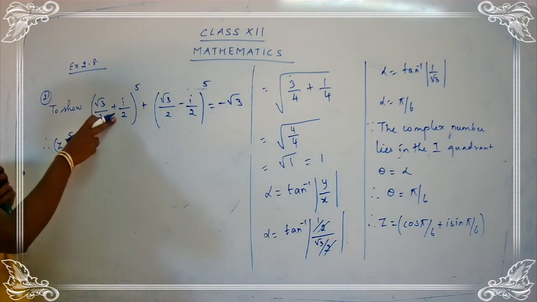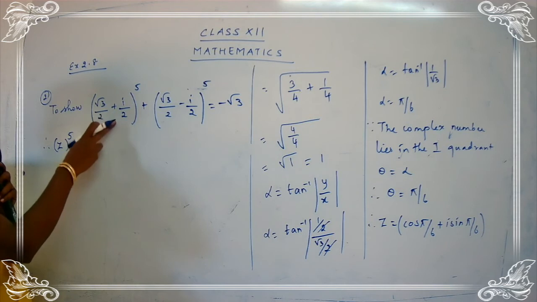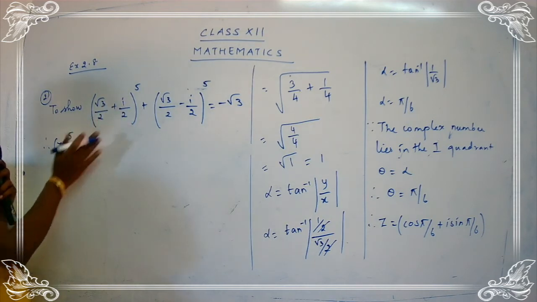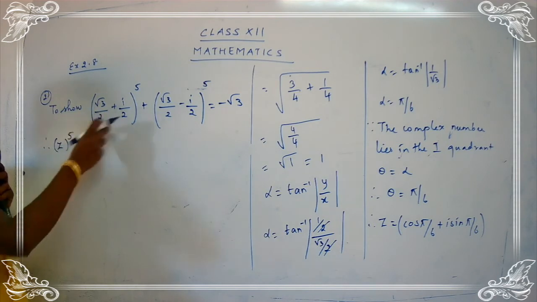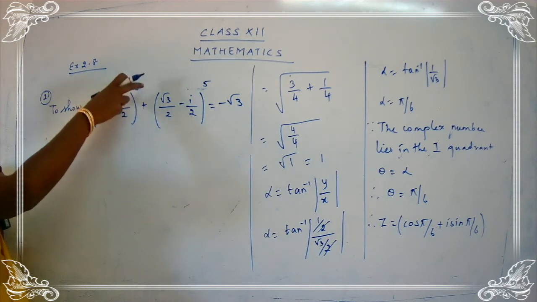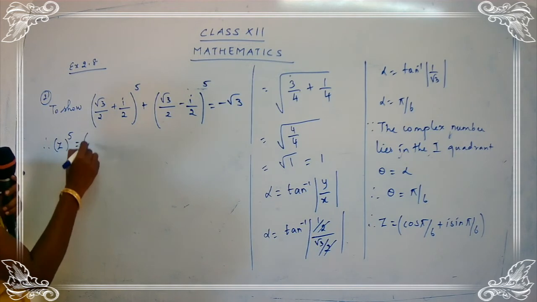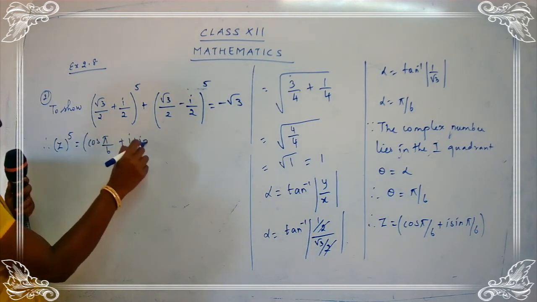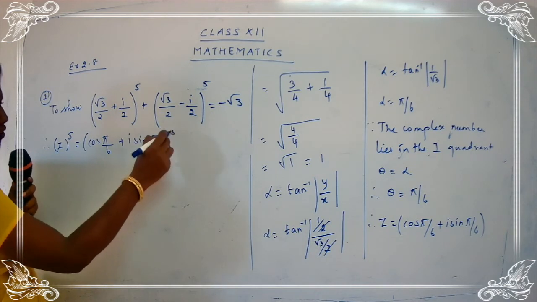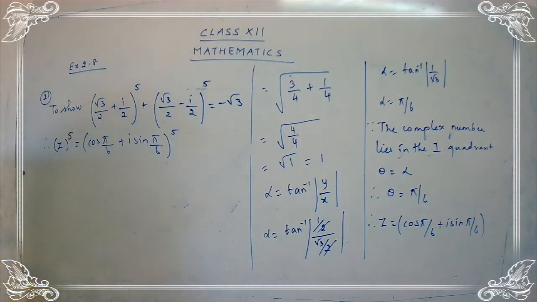So I took z as root 3 by 2 plus i by 2, yes children. Now what are we going to do? We are going to find out z raised to 5. If this is z, we are going to take the power with 5. So I got the value for z, that is cos pi by 6 plus i sine pi by 6, the whole raised to 5.